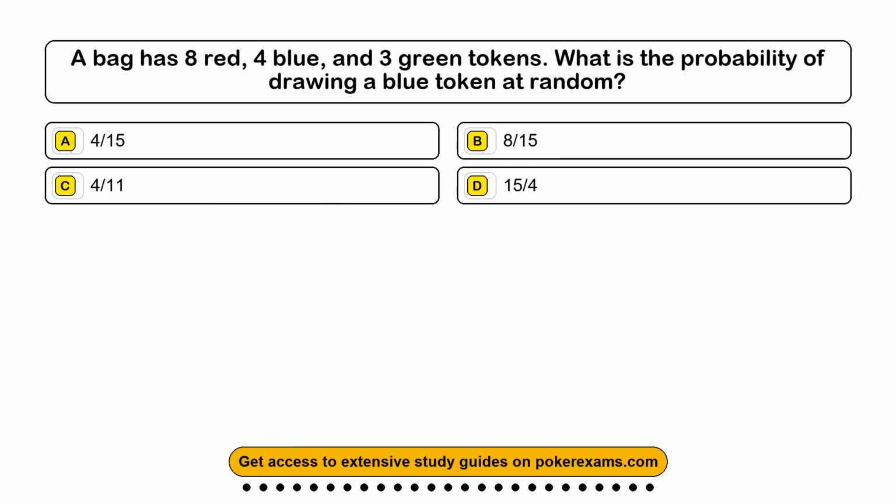Question 22. A bag has 8 red, 4 blue, and 3 green tokens. What is the probability of drawing a blue token at random? Option A, 4/15. Option B, 8/15. Option C, 4/11. Option D, 15/4.